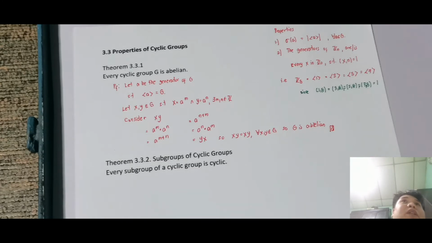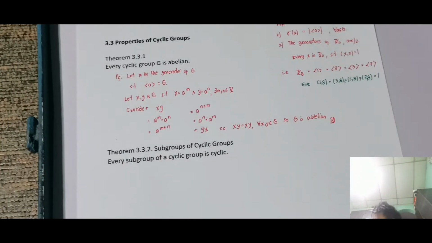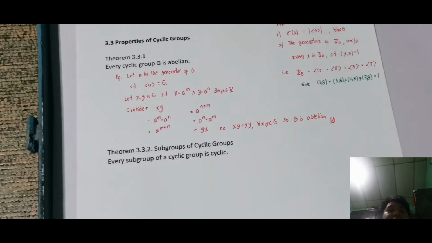Okay, si C sub 4 ang generator niya is si 1 and 3. Si C sub 5 ang generator niya is si 1, 2, 3, and 4. Okay, so si C sub 7 ang generator niya is 1, 2, 3, 4, 5, 6. Okay, so ang generator naman ni C sub 10 is si 1, 3, 7, and 9. Okay, tandaan yun, yung mga relatively prime. So, napaka-importante yan.